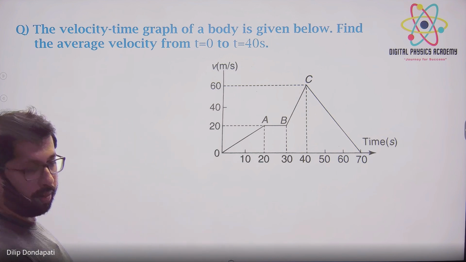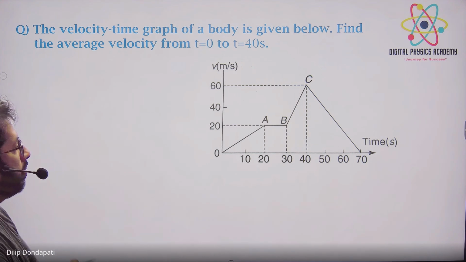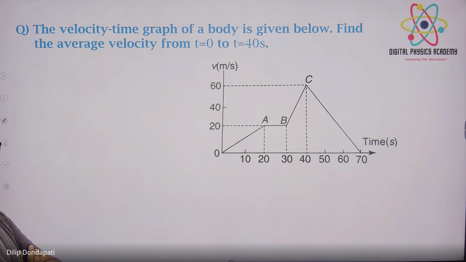Use average velocity: total displacement divided by total time taken. Find the displacement by total time.